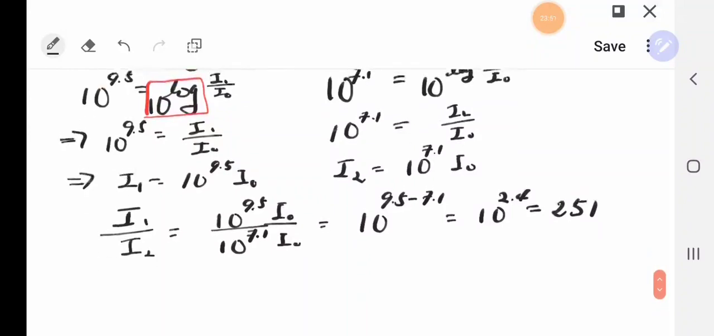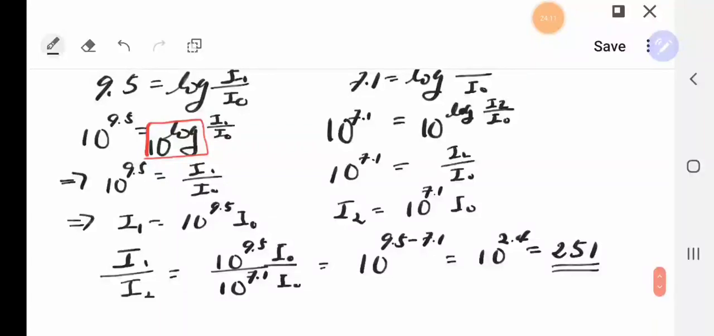So the earthquake in Chile was approximately 251 times as intense as the earthquake in San Francisco. So even though the magnitude has a 2.4 difference, actually the intensity is 251 times greater. It's curious, huh?